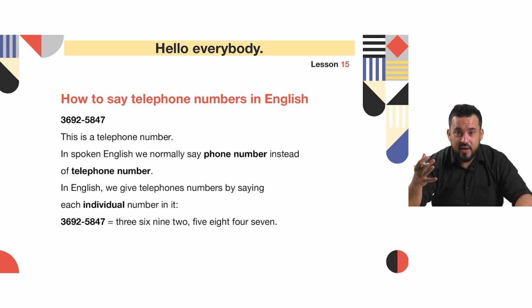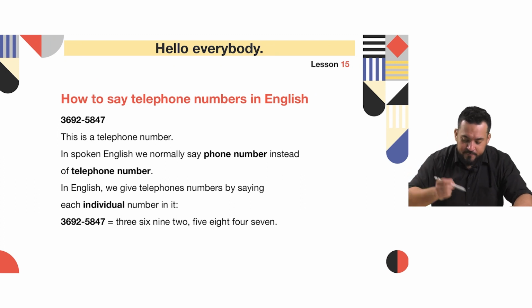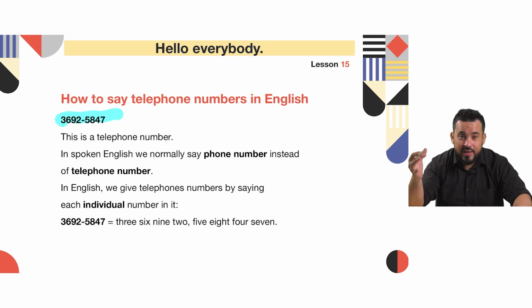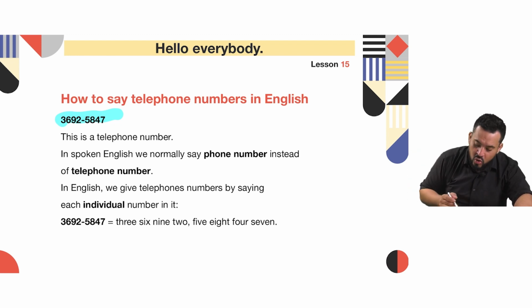Okay, now how to say a telephone number in English. Basically, when you say a telephone number in English, you say each individual number, okay? And so if, for example, this is your phone number, you will say, what's your phone number? You will start with it's, and then you will say the number. It's 3692-5847.